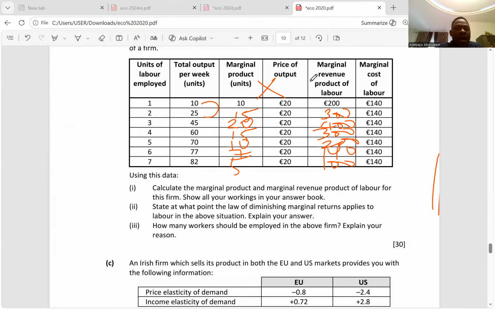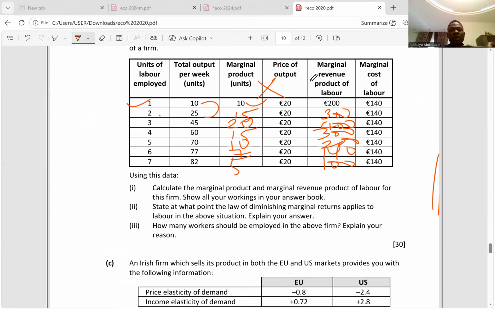So at 1 labor, we have marginal product at 10. As labor increases to 2, it increases to 15. Labor increases to 3, it increases to 20. As soon as labor increases to 4, the marginal product of labor reduces to 15. So the law of diminishing marginal returns sets in when 4 workers are employed. That's the answer for that.